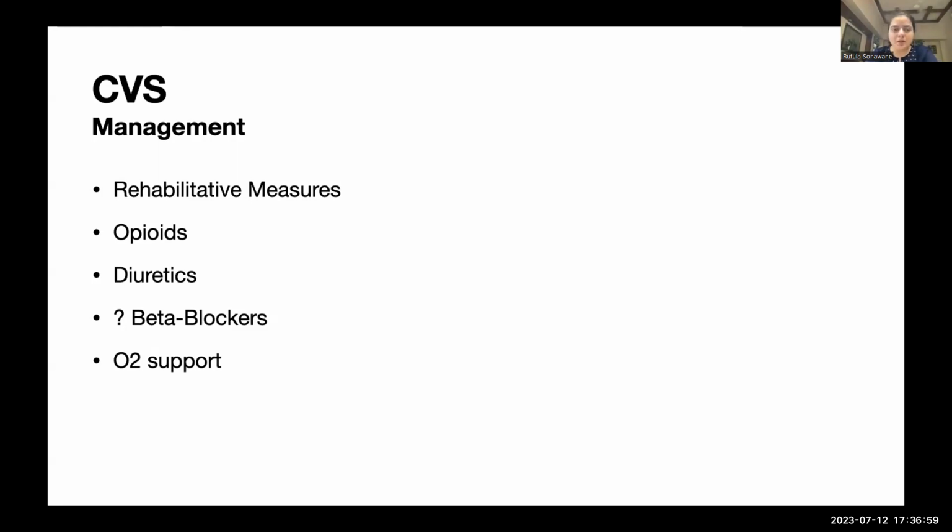Can anyone tell me what are the benefits of using opioids, more specifically morphine, here? Pain management, yes. Anything else? For dyspnea, very good. Anything else? Venodilatation, yes. Venodilatation, so the preload on the heart is reduced. Yes, correct. It reduces the stress of that dyspneic feeling. So symptomatically they feel much better.